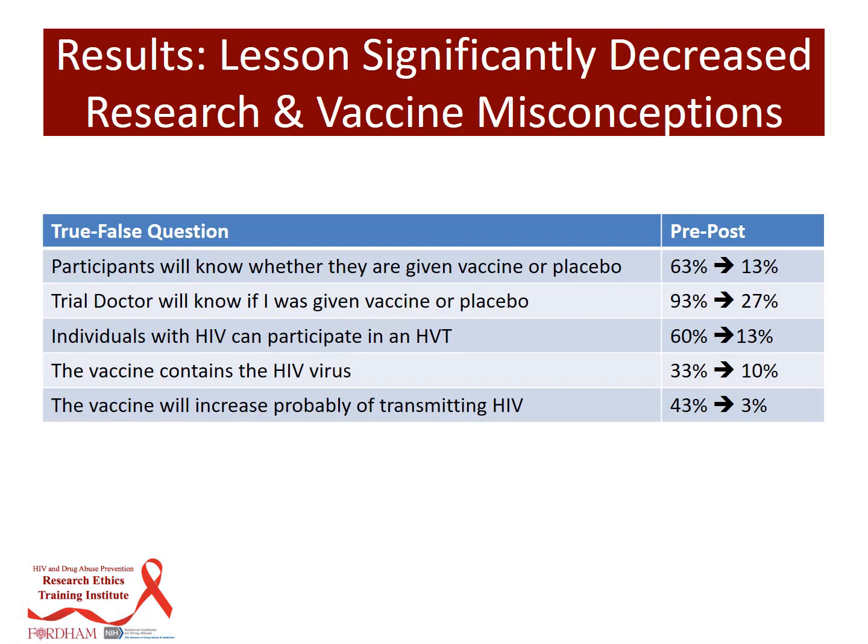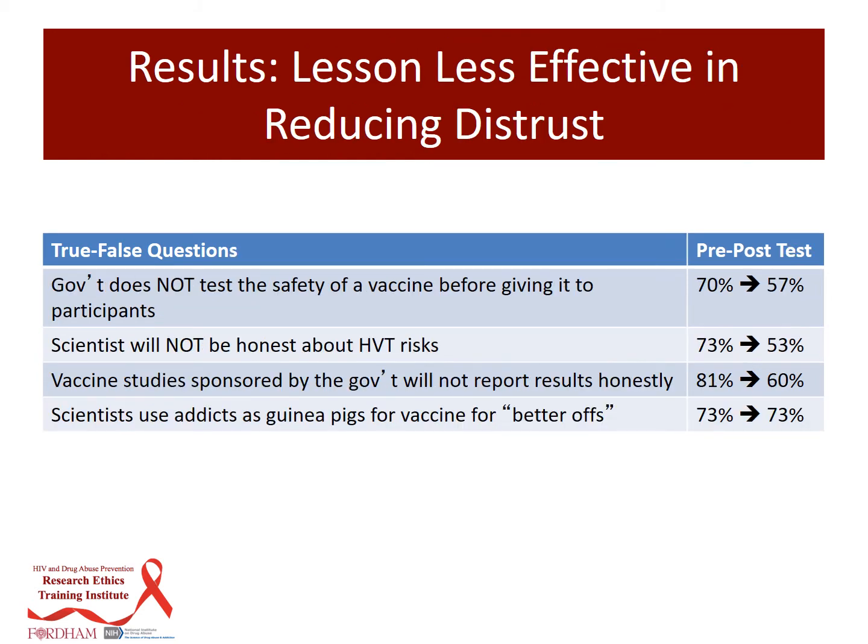We found that the lesson, these are just some of the questions, significantly decreased the research and vaccine misconceptions that were in the pretest. And you can see it was pretty big in terms of misconceptions going down and correct answers going up. Just the fact that the vaccine contains the HIV virus, that the vaccine will increase your probability of transmitting HIV, but we did not find that it reduced mistrust.